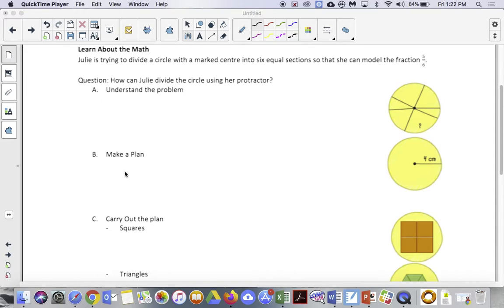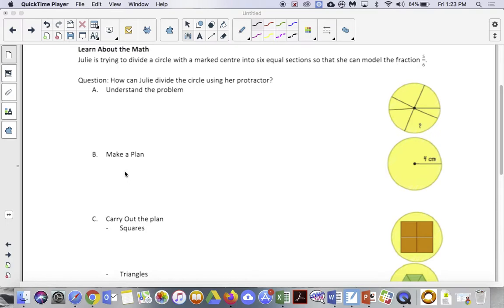asking. So in this first example, it says Julie is trying to divide a circle with a marked center into 6 equal sections so that she can model the fraction 5/6. How can Julie divide the circle using her protractor? So first, understand the problem.